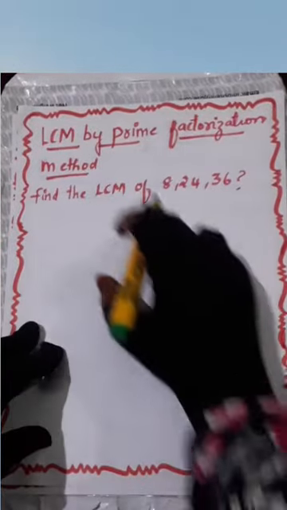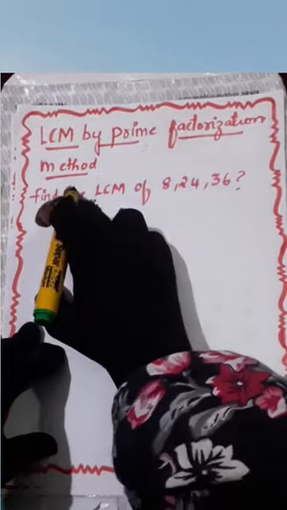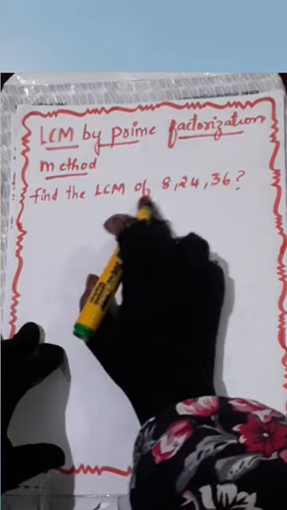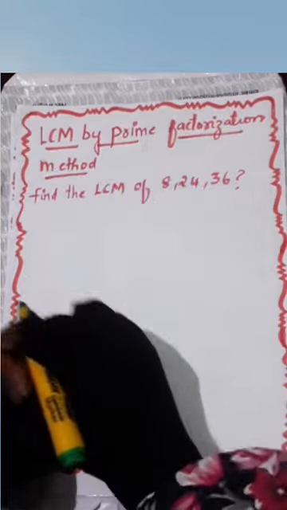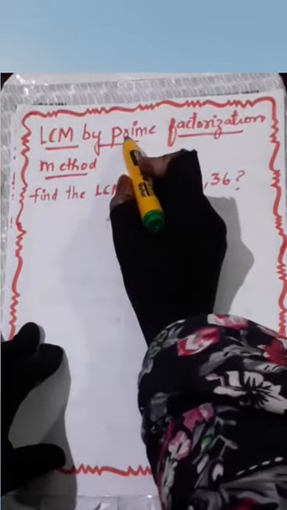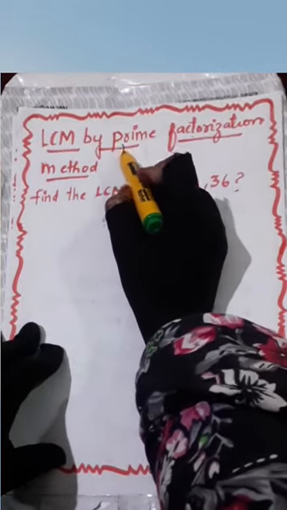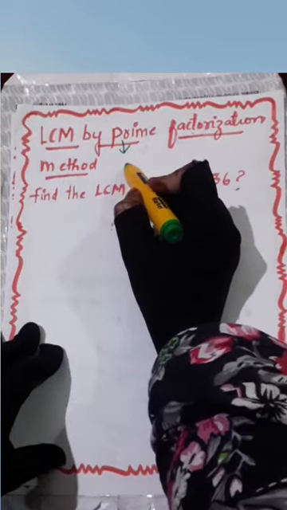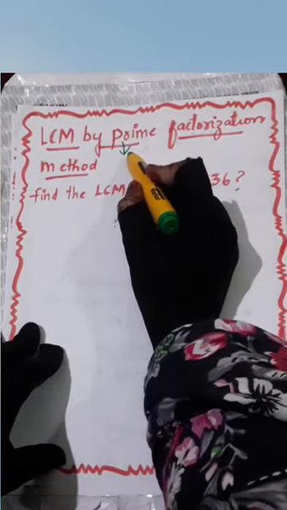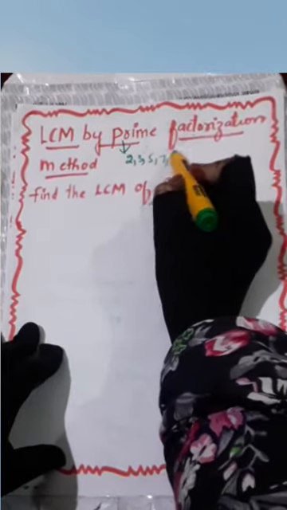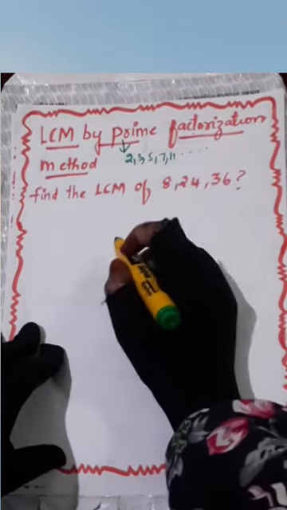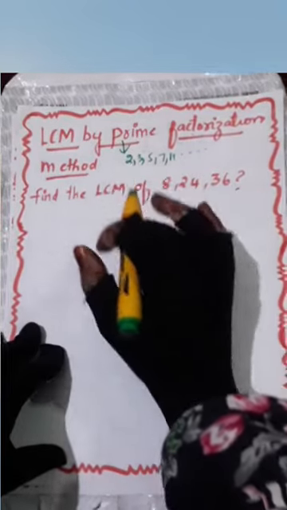Now we have LCM by prime factorization method. Find the LCM of 8, 24, 36 by prime factorization method. We have to find prime factorization. Prime numbers are numbers which have only two factors, one and itself. 2, 3, 5, 7, 11, and so on. Already I explained in my video what is meant by a prime number.